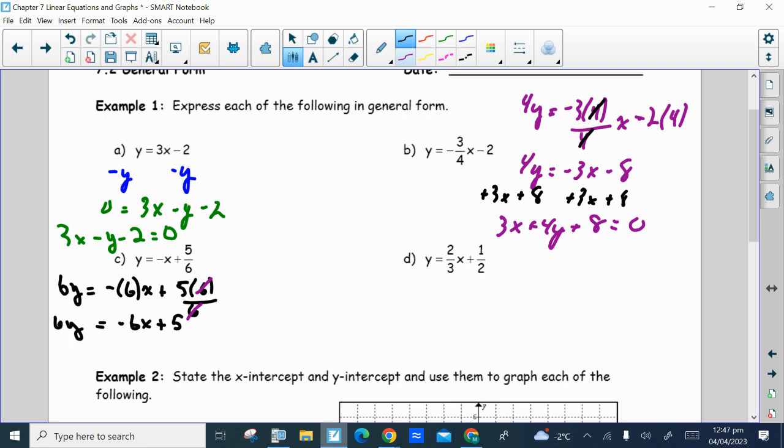Now we have to get everything together on one side, and because the 6x is negative on the right, we need to move it over to the left by adding 6x to both sides, as well as subtracting 5 from both sides. So the 6x is positive on the left. The 6y didn't move, so it stays positive. The 5 becomes a minus 5 because we subtracted it from both sides. So there's that equation in general form.